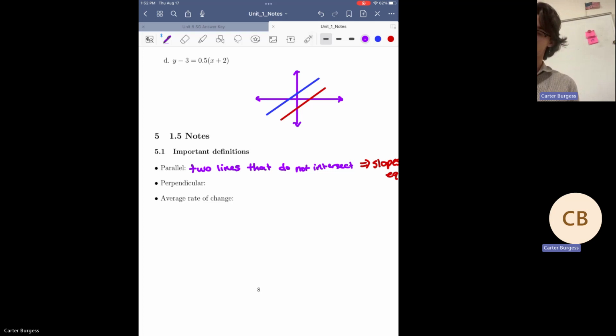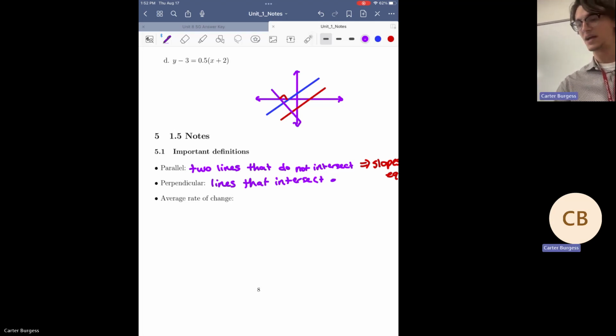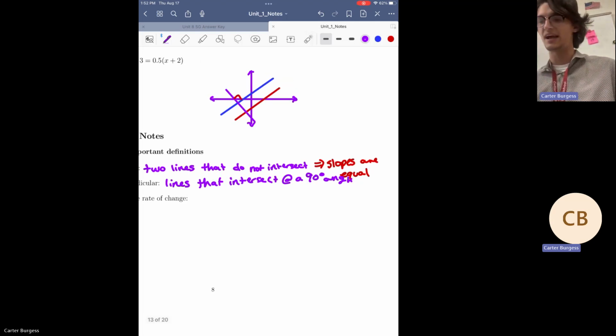So maybe something like this. Yeah, it looks close enough, where the angle between our two lines is going to be 90 degrees. So again, perpendicular lines, maybe we say lines that intersect at a 90-degree angle.